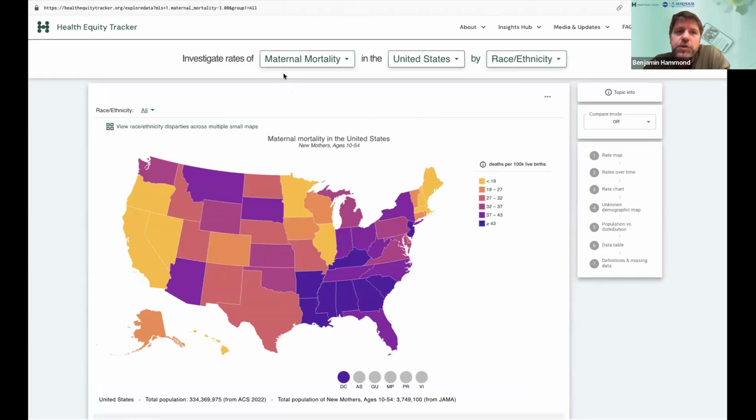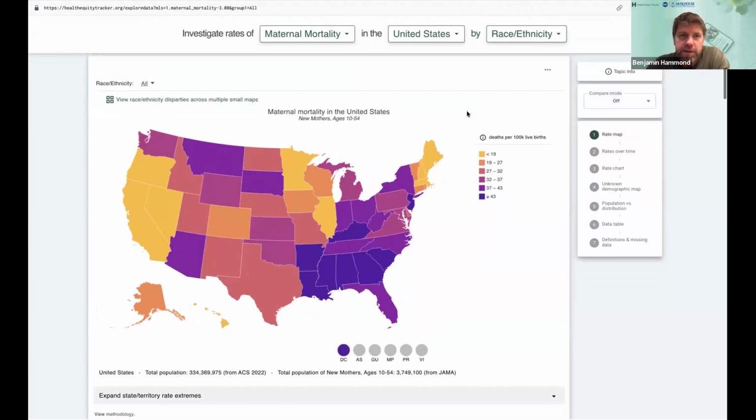So as she noted, you can investigate rates of maternal mortality. If you want to skip directly to another specific location, you could go to that state. And then in this case, it's only ethnicity. If it's another topic, you can change the disaggregation to demographics like sex at birth, age group, and then sometimes things like disability status, stuff like that.